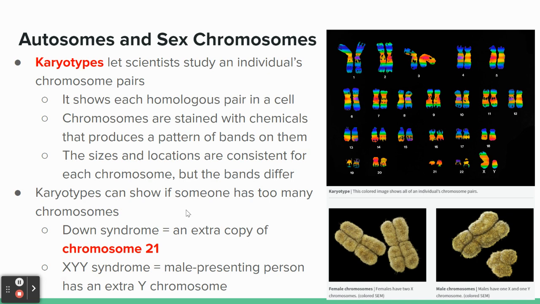Karyotypes can show if someone has too many chromosomes or not enough, for example. Down syndrome is when you have an extra copy of chromosome 21. So that is this one right here. Either you have an extra copy of a whole or part of a chromosome. XYY syndrome is when you have a male presenting person that has an extra Y chromosome. So they've got an X, they've got a Y, and then they've got another Y. So here in the XY zones, they would have one more Y.